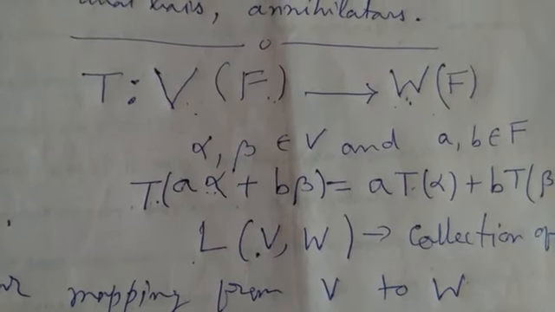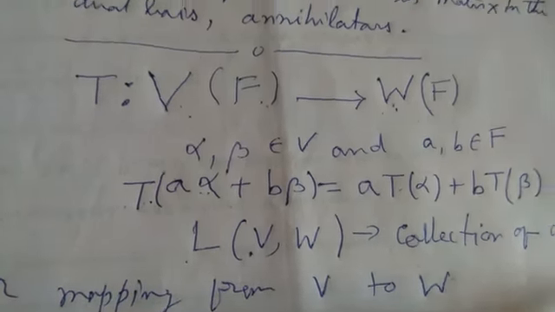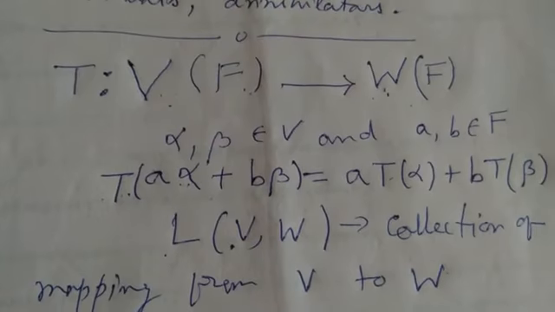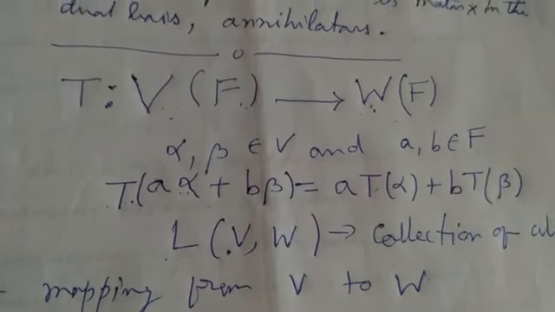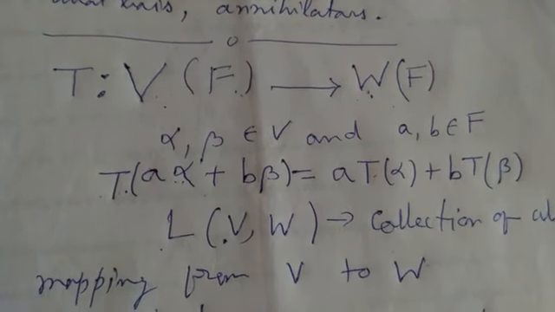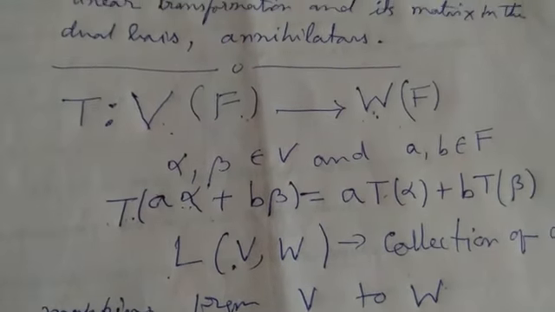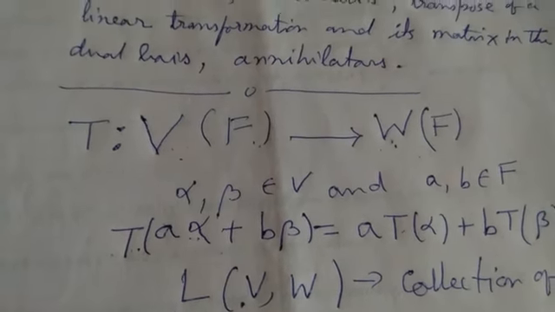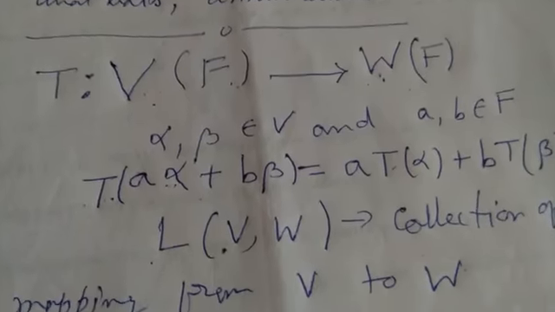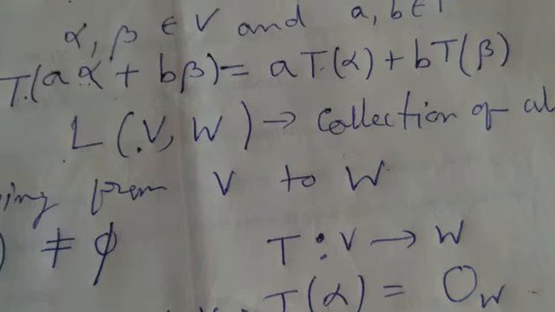L(V, W) is non-empty because we can always define a mapping T from V to W as: for any alpha in V, alpha maps to the null element in W. This is always a linear map, so this mapping is always there. This is called the null mapping or zero mapping. So this T is denoted as 0. So this belongs to L(V, W), and this is a non-empty subset of linear mappings from V to W.